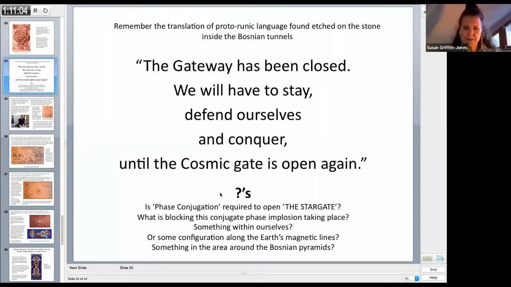And so this raises some questions. Is phase conjugation required to open the Stargate? What is blocking this conjugate phase implosion taking place? Is it something within ourselves, as in human beings? Is it something that's blocked within the human structure? Or is it some configuration along the Earth's magnetic lines that's been blocked? Or in relation to the Bosnian pyramids, is it something in the area around the Bosnian pyramids? So these are questions that I'm now dwelling on.